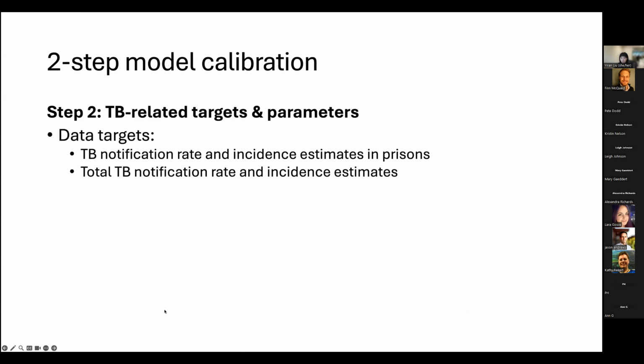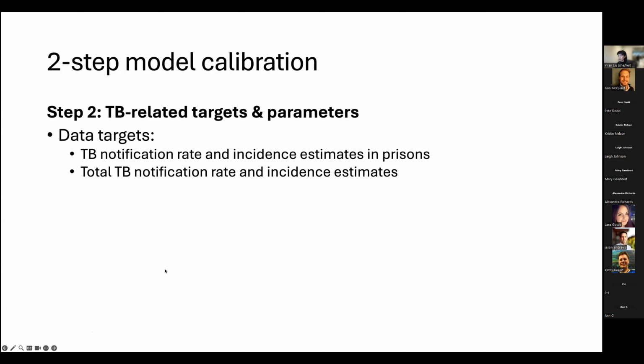Okay, so now I'll go on to our second step of model calibration. From the first step, I forgot to say that we burned in the incarceration-related parameters that were calibrated from that first step. And then we proceeded to go to our main model, including TB, and calibrate the TB-related parameters there.